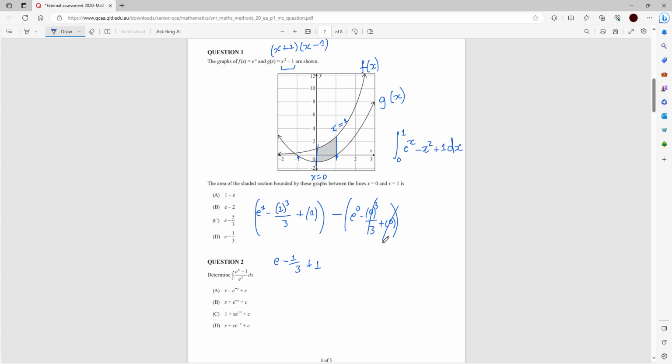That's going to be 0, that's going to be 0. This e to the 0 is going to be 1 in itself, so you'll have minus 1. That cancels, and we get an answer of e minus a third, which we can see is D. Okay, so that's the answer for question 1. So now I'm going to rub this stuff out so I'll have room for the second question.